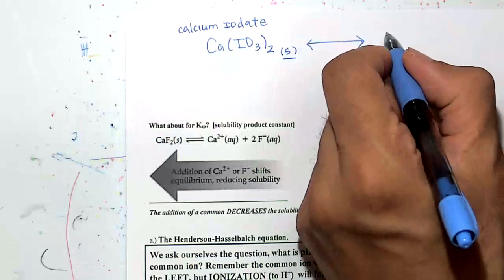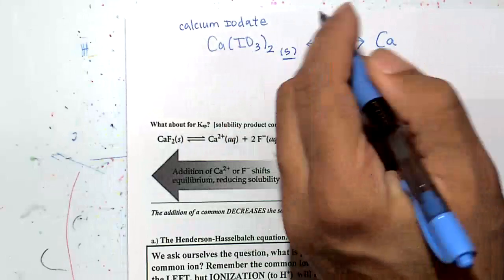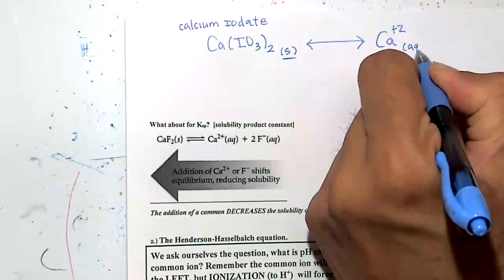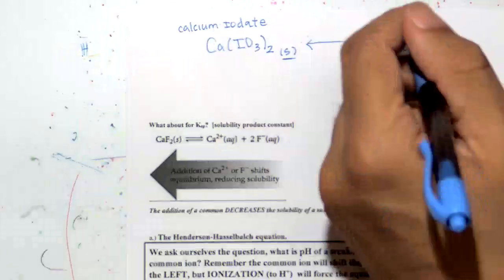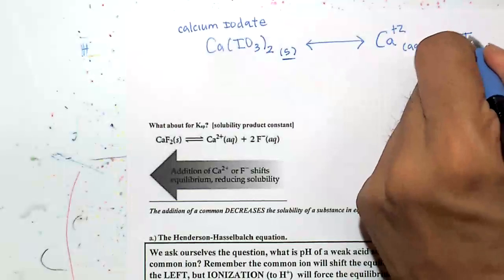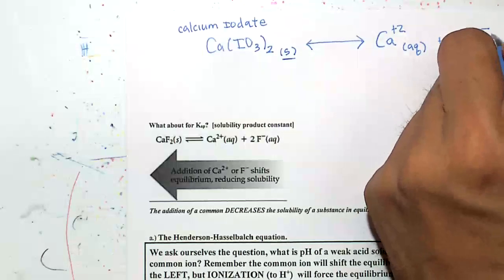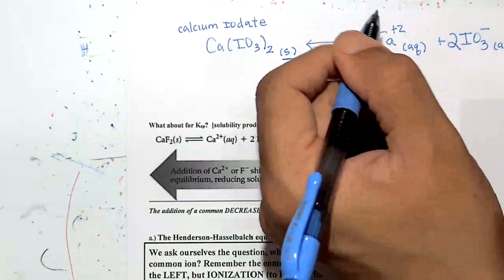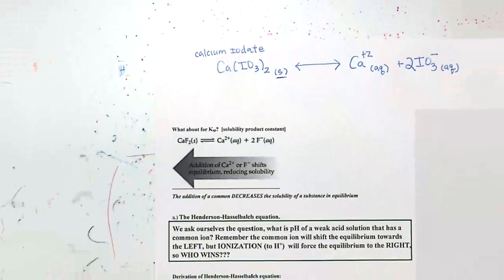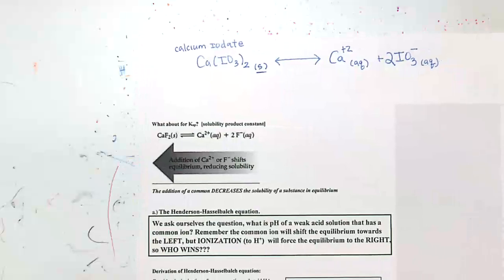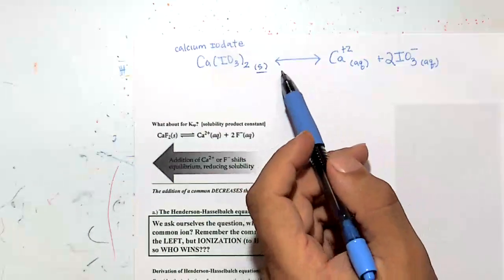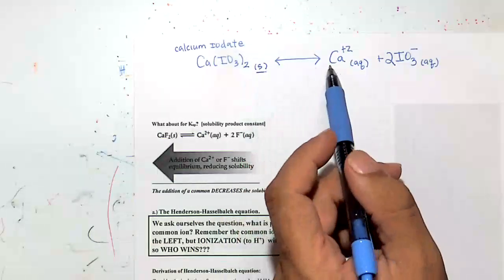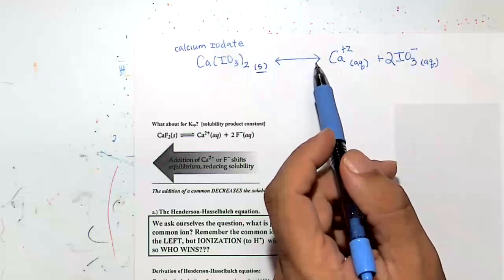This calcium iodate will actually be in an equilibrium. It's a solid. It will be in equilibrium with its ions. The ions here are calcium and then the iodate ion. We always balance our equations, and it will be 2 iodate. So here, this solid is in an equilibrium with its ions.